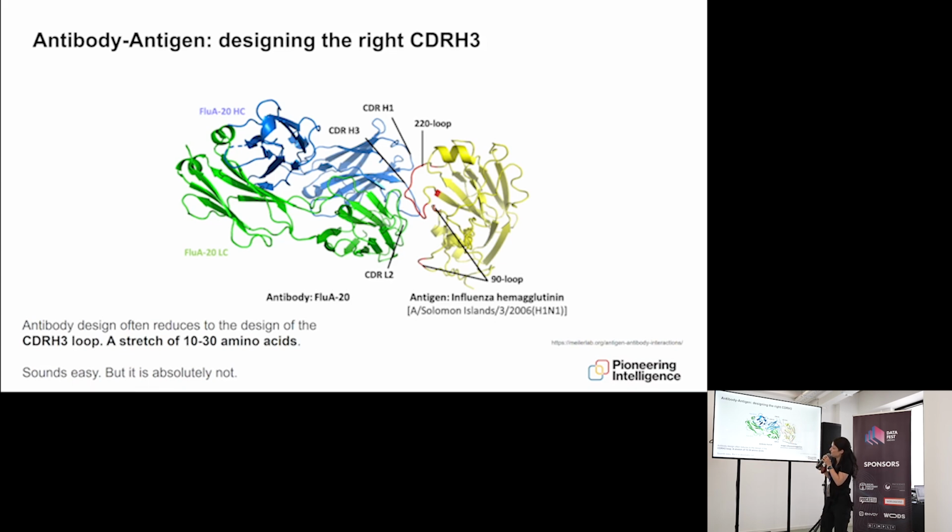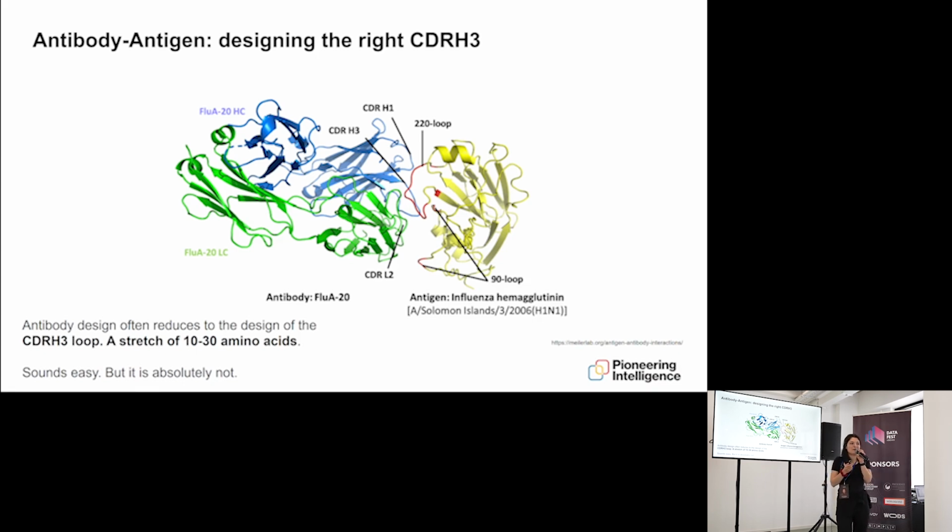So it's this loop, and if you look at antibody structural data, these loops are very floppy. They're almost like floppy fingers that can nicely snug into the antigen, which makes them bind so nicely. Structure is also harder to predict because there's not as much data available. So in practice, it's really about getting this loop right. Antibody design often reduces to the design of the CDRH3 loop, and you have a fixed framework. This is a stretch of 10 to 30 amino acids, which sounds short and somewhat easy, but it's absolutely not.